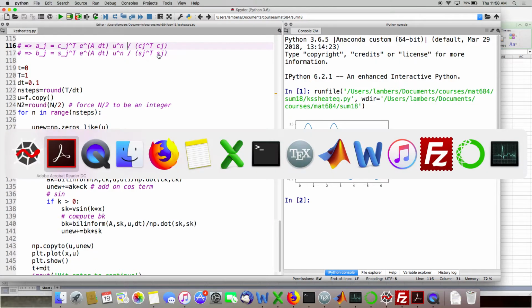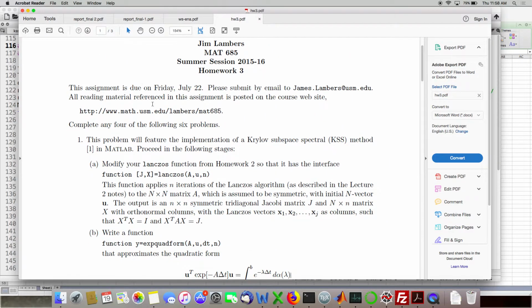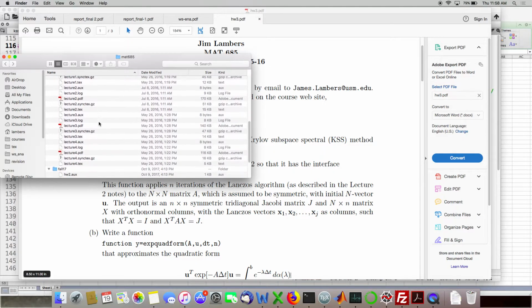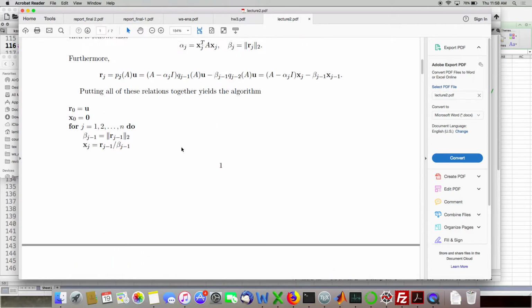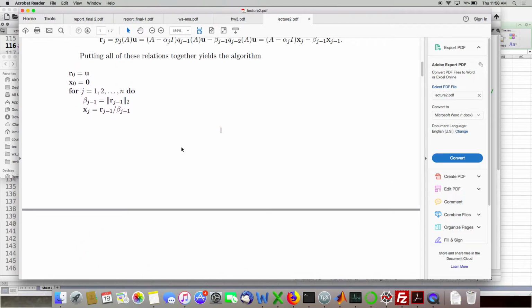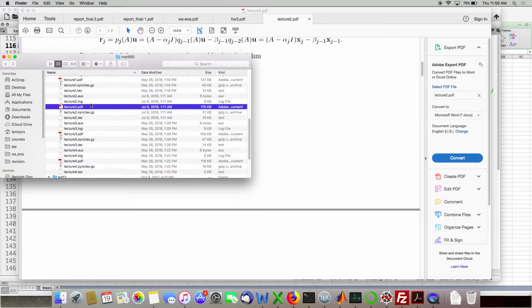I need to dig up the Lanczos algorithm, which I think is not in here. Okay. I can dig it up from here. Oh, unfortunately, it's split across 2 pages. That's terribly inconvenient. You know what? I'm not going to stand for that. I'm going to edit this document.